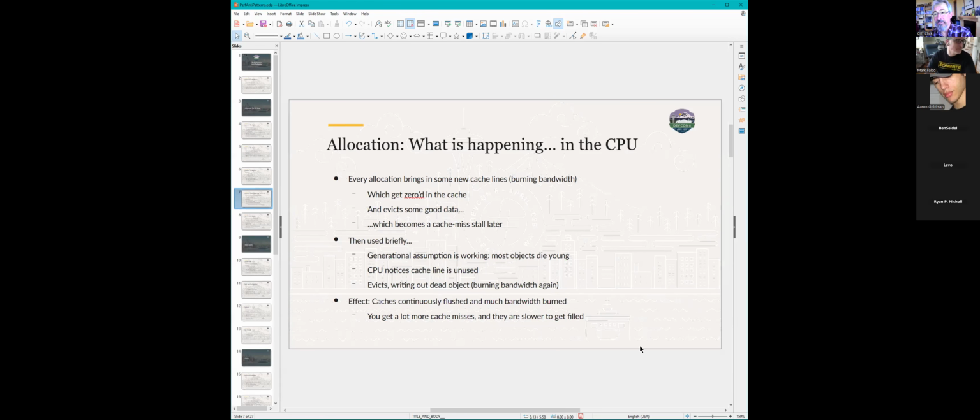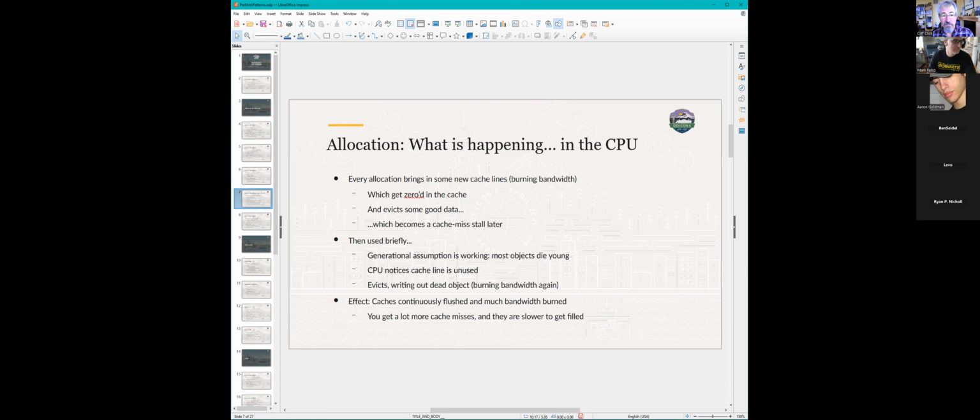So your LRU gets stomped out and you lose out, throwing out almost surely a good thing, which becomes a cache miss later. Then you use the object, like you'd expect. And your generational assumption is working. The object dies young. Younggen will collect it.